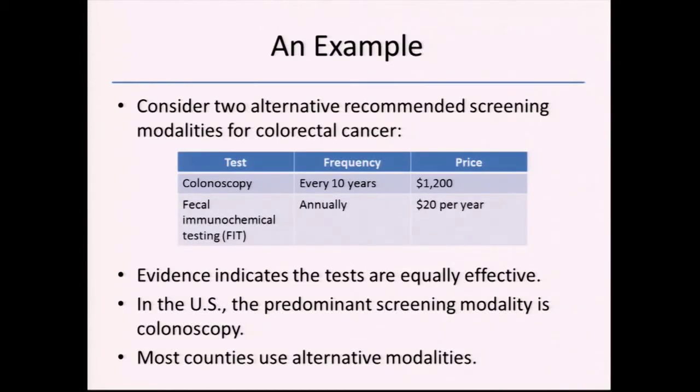Most evidence we have on the effectiveness of these two tests is that their effectiveness is about equal, right? So at the end of the day, your health outcomes associated with these two screening tests are going to be about the same. In the US, the vast majority of screening is colonoscopy, right? So in the US, our system is set up to do colonoscopies. Interestingly, other countries mostly use alternative tests. Some use FIT, others use different lower cost screening tests. But our system systematically steers people towards the most expensive test.